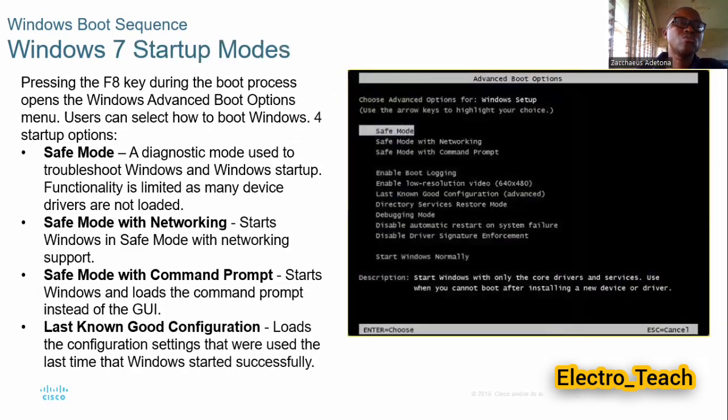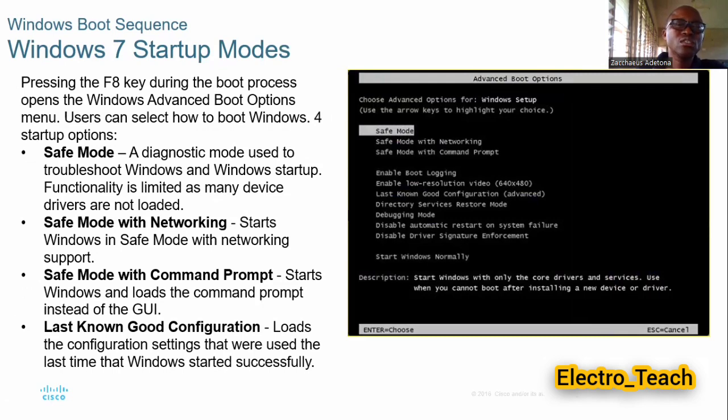Windows 7 startup modes. We have several startup modes for Windows 7, and we can access them when the computer begins to boot up by pressing the F8 button. We can have safe mode with networking, safe mode with command prompt, and last known good configuration. These are the various startup modes on Windows 7, four different startup modes.